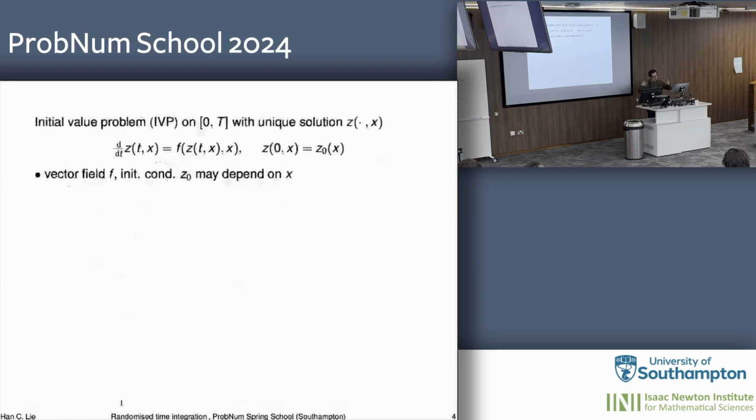Now let's narrow down our inverse problem to the setting of initial value problems on some fixed time interval 0 to T. We assume everything we need so that this initial value problem has a unique solution z, which depends on my unknown parameter x. It's formulated as a differential equation, which you're all familiar with in the finite dimensional setting. The time derivative of z as a function of t, for fixed x, is given by a vector field f, which takes in your state at time t but can also depend on the parameter x, and your initial condition can also depend on x.